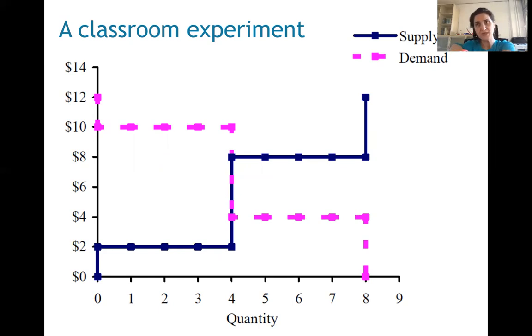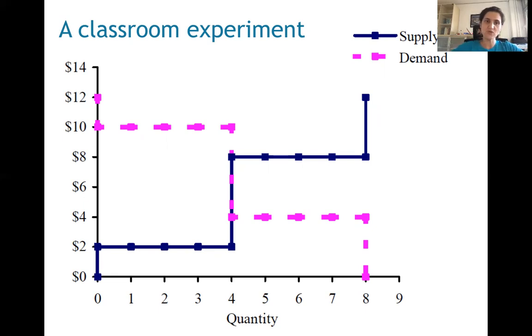Similarly, we have a symmetric situation for the supply. If the price is below 2, no seller is willing to sell. If the price is between 2 and 8, 4 sellers would be willing to sell. And if the price is above 8, all of the sellers would be willing to sell. Then we found the equilibrium quantity: demand and supply intersect when the quantity is 4. And the equilibrium price can be any price between 4 and 8.